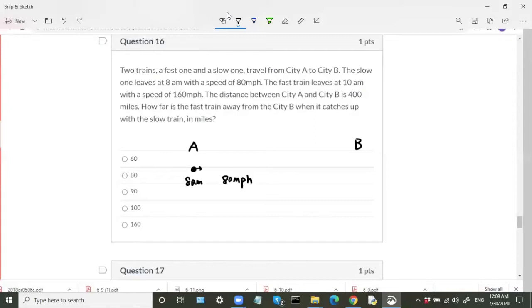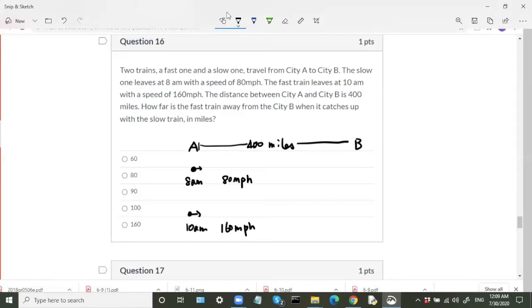Okay, the fast train leaves at 10 a.m. with a speed of 160 miles per hour. The distance between city A and city B is 400 miles. How far is the fast train away from city B when it catches up with the slow train?